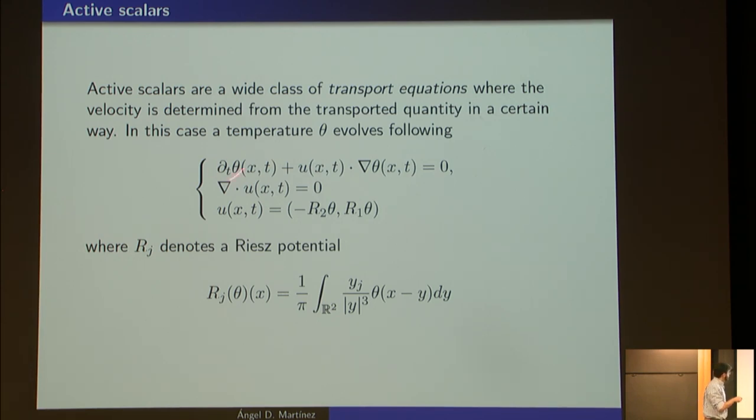So, okay, you can think about theta as some kind of temperature, which is moving according to this velocity. And now, the velocity will be divergence free. I will be particularly interested in this specific velocity field, which is given by this combination of Riesz transforms. The Riesz transforms I just wrote here. Those are singular integrals, and I'll tell you why this is a little bit interesting for us today. All right, so this is essentially the surface quasi-geostrophic equation.